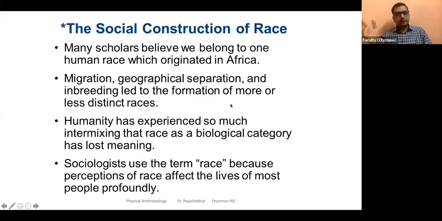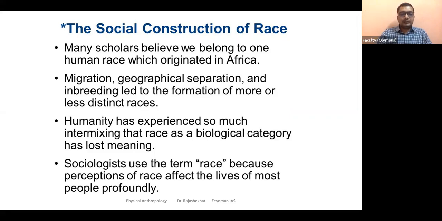So if we continue with this biological concept of race and move towards the social concept of race, what would you learn here? Many scholars believe that we belong to one human race which originated in Africa. So many people say we have a lot of similarities. Of course, we do have differences. That is in the process of adapting to the environment. But we might have started all our life together in Africa and then moved to different regions, giving rise to people with the differences that we are noticing today.